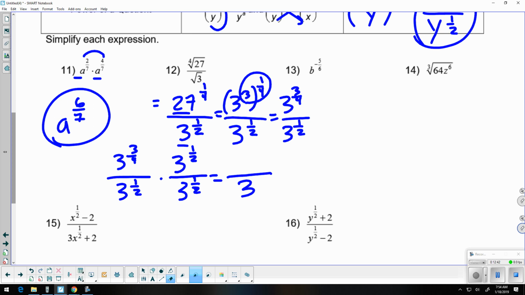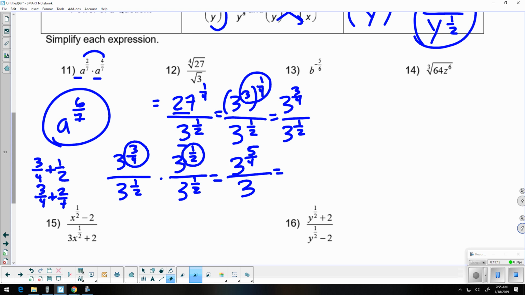Okay, on top though, again, you're going to keep the base, but now we've got to add the exponents. So we're trying to add 3/4 and 1/2. Well, in order to add two fractions, you need a common denominator. So if I'm adding 3/4 plus a half, we need a common denominator, right? So 1/2 is the same thing as 2/4. So if I add 3/4 and 2/4, that's going to be 5/4, which can be simplified more.